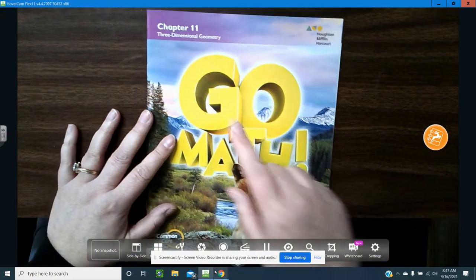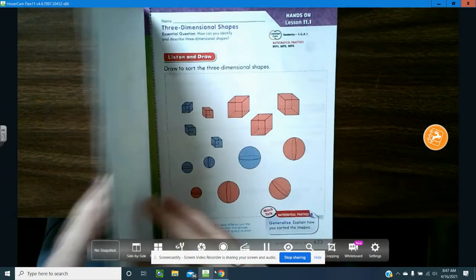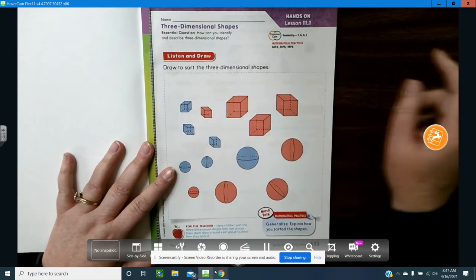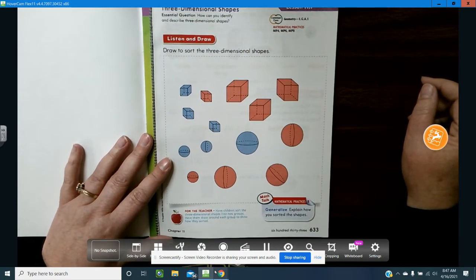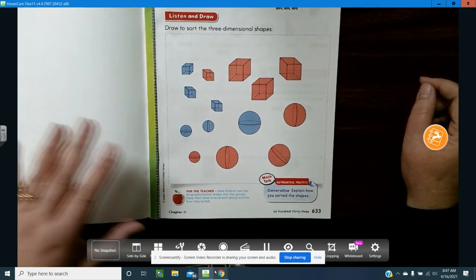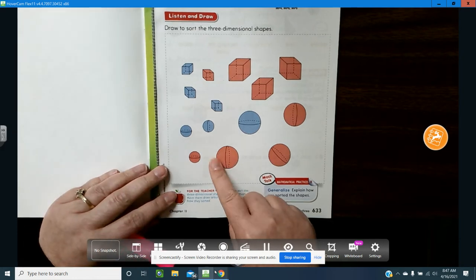Look where we are. We are in Chapter 11 on Go Math. We're going to be starting this new chapter, and we're talking about three-dimensional shapes in this chapter. Our question is, how can we identify and describe three-dimensional shapes? Well, in this lesson, boys and girls, we're looking at shapes that are not flat.